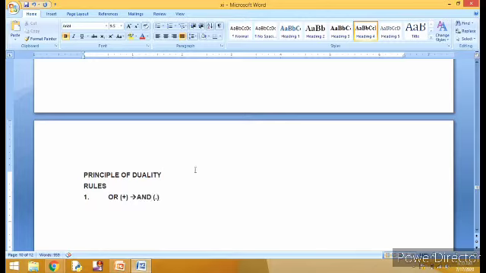AND operator. Okay, so the first rule is this. If an OR operator exists, you have to convert it to the AND operator. The same vice versa. Vice versa means what? If you have an AND operator, that is the dot, you have to convert it to the OR operator. OR operator means what? That is the plus sign.